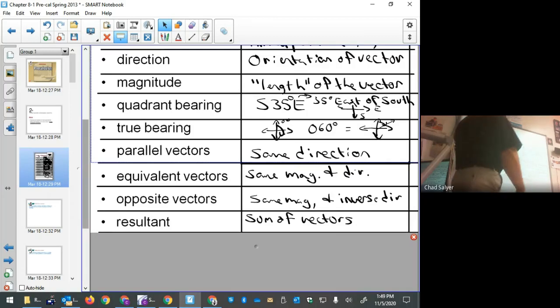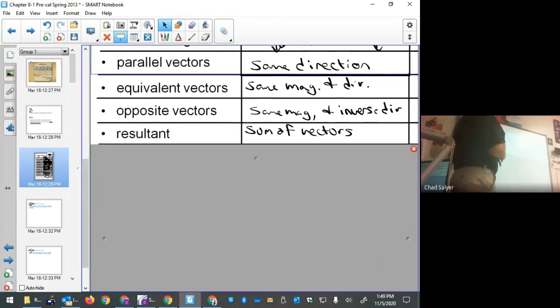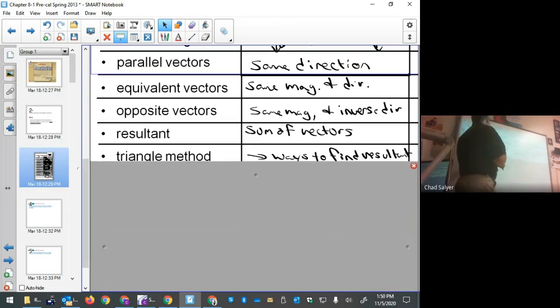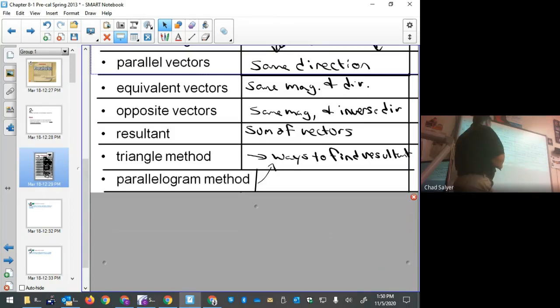The resultant is the sum of vectors. This term means when I add vectors together. There are 2 ways to find the resultant, called the triangle method and the parallelogram method. The only one we're going to concern ourselves with is the triangle method, as the parallelogram method is dumb. It's just doing the same work twice and calling it efficient.